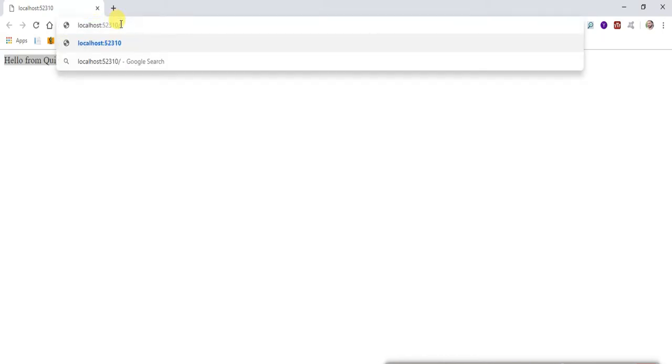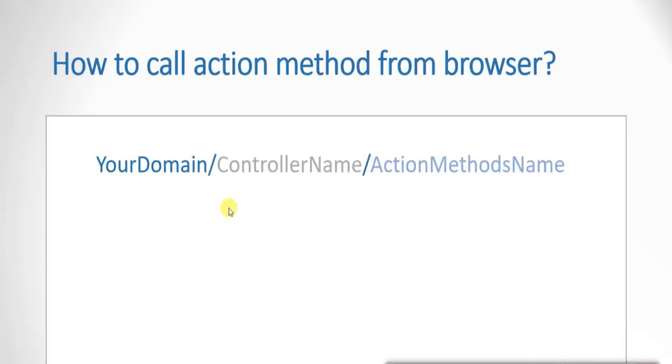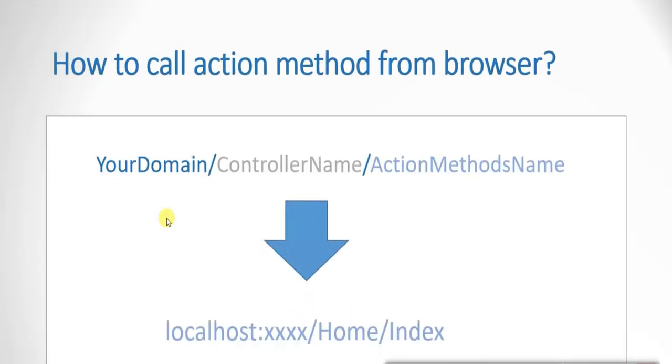So this is the domain, and after the domain we have the controller name, then the action method name. If we refresh, we will get the same output. So this is my domain, this is the Home controller we created, and this is the Index action method that we access from the browser.